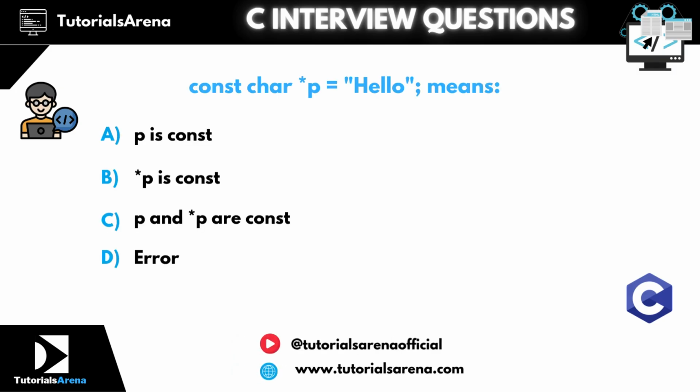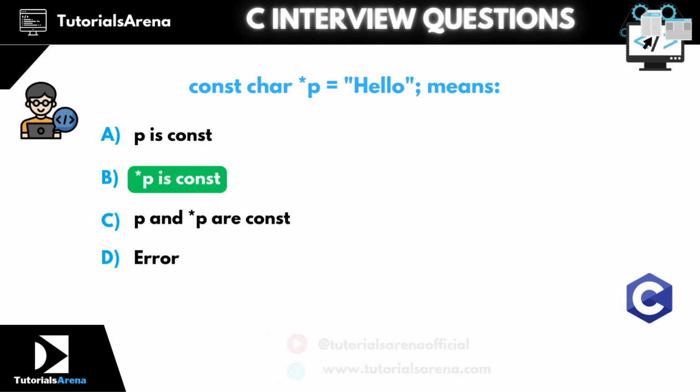Question 67. What is the output of this statement? Option A, P is constant. Option B, asterisk P is constant. Option C, P and asterisk P are constant. Option D, error. The correct answer is option B, asterisk P is constant. Moving on to the next question.